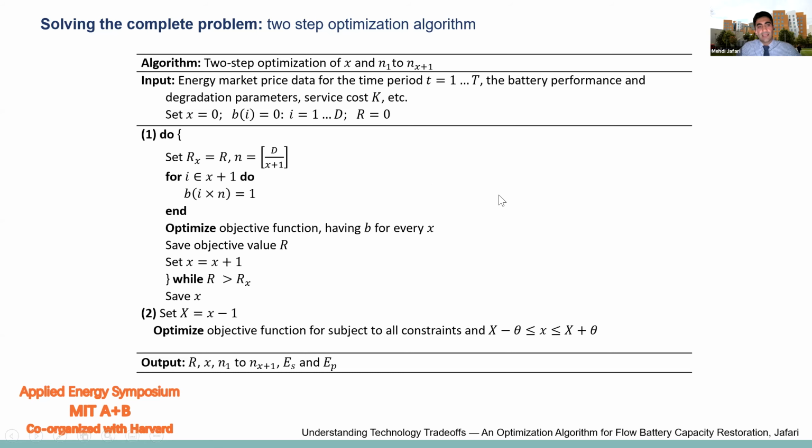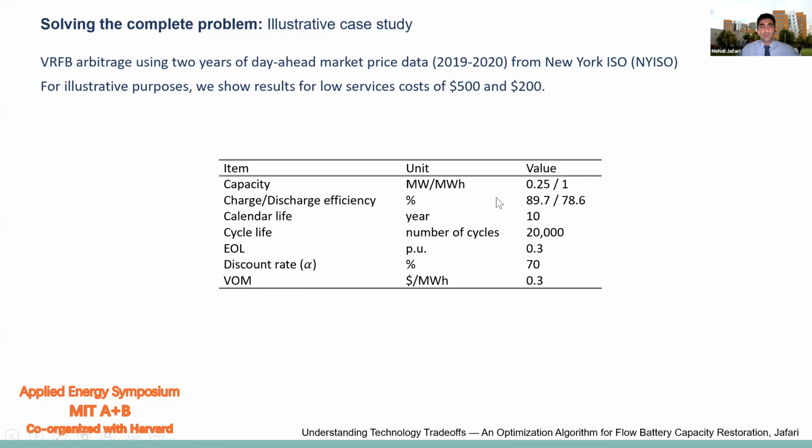So with this algorithm, we want to show an illustrative case study for a vanadium redox flow battery using 2 years of day-ahead market price data from New York ISO. We show how it works for different service costs. For illustrative purposes, we picked $500 and $200 as two values for service cost.